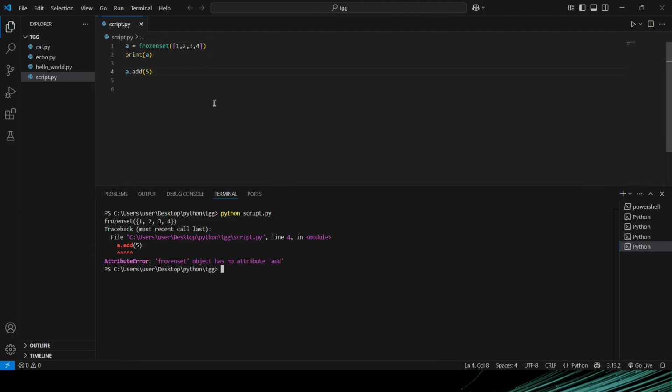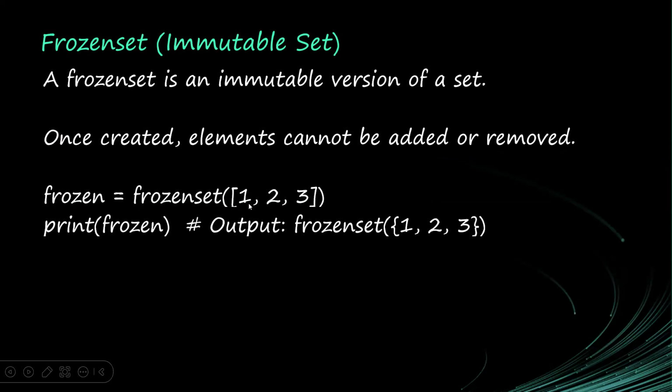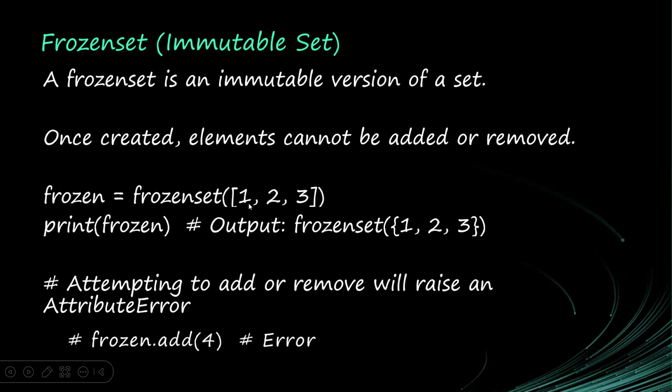So frozen set, whenever you want to create a data structure that you are not going to change the elements, you use frozen set. If you try to add or remove anything, you will see the attribute does not exist, because add or remove does not exist on the frozen object.